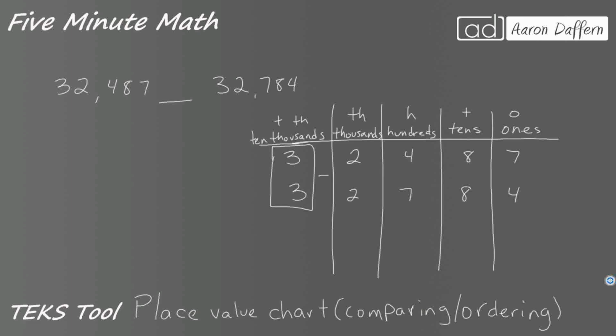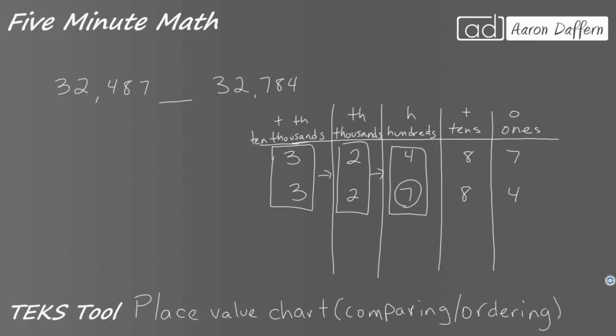Let's shift over to our thousands. They're both 2. All right. Those are the same. Can't do anything with them. We are going to shift over to our hundreds. We go from left to right, and now we can make a decision. 7 is greater than 4. So I've got 700s, and the first number's got 400s.